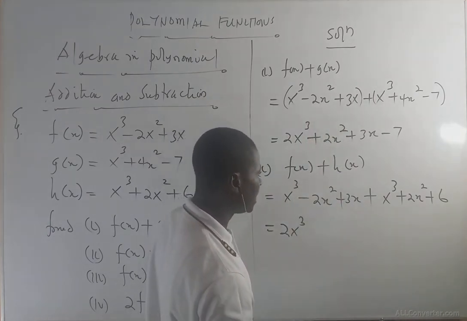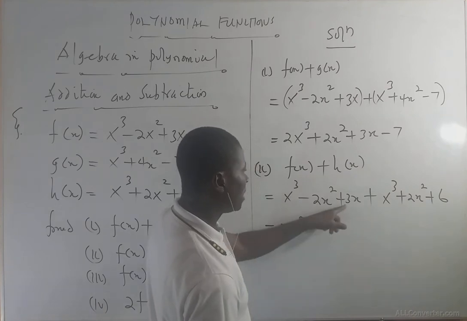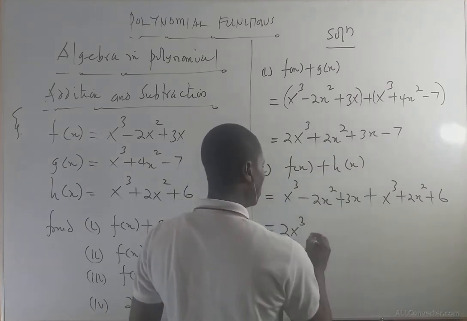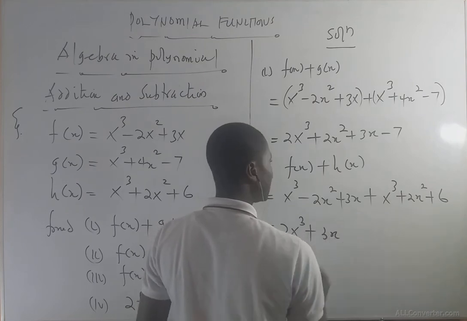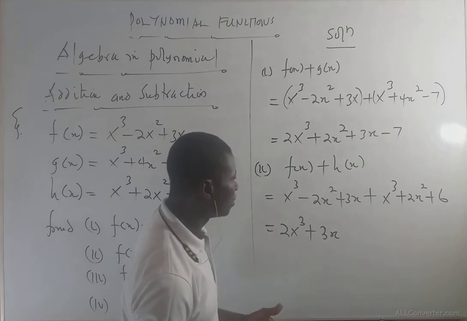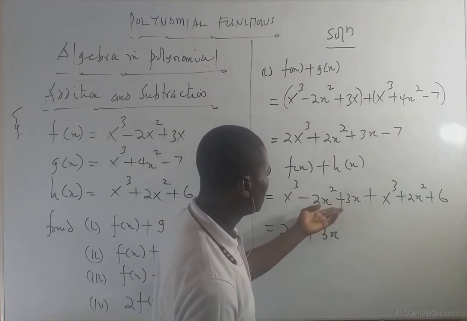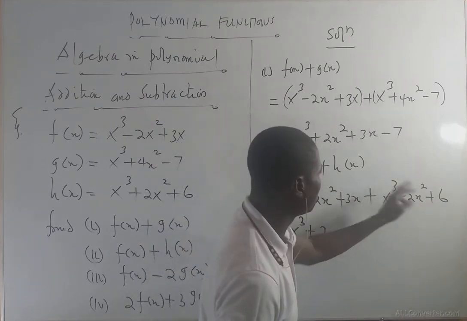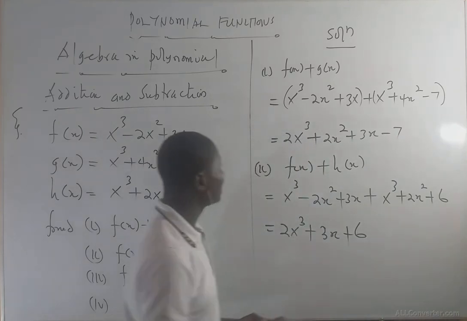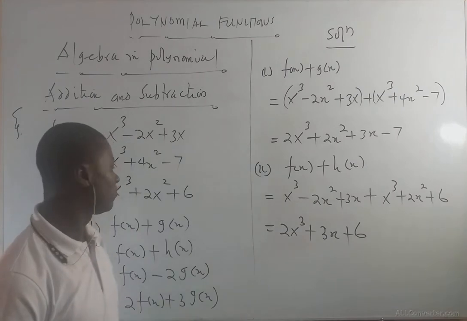Okay, now let's check the x term. Then we have plus 3x here. The only x term we have is this one. So it's plus 3x. Then we check the constant. There is no constant here in f of x, but there's a constant in h of x, and that is 6. And so we have plus 6. And so that is how we add two polynomial functions together.